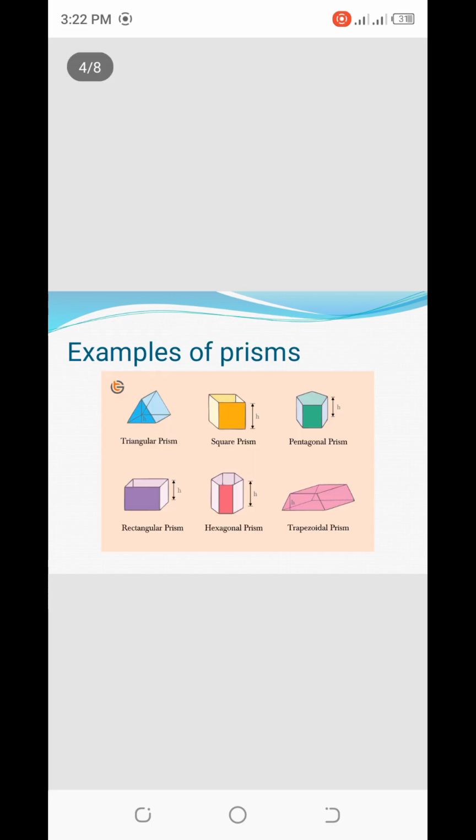These are some of the examples of prisms. We have triangular prisms, square prisms, pentagonal prisms, rectangular prisms, hexagonal prisms, and trapezoidal prisms.